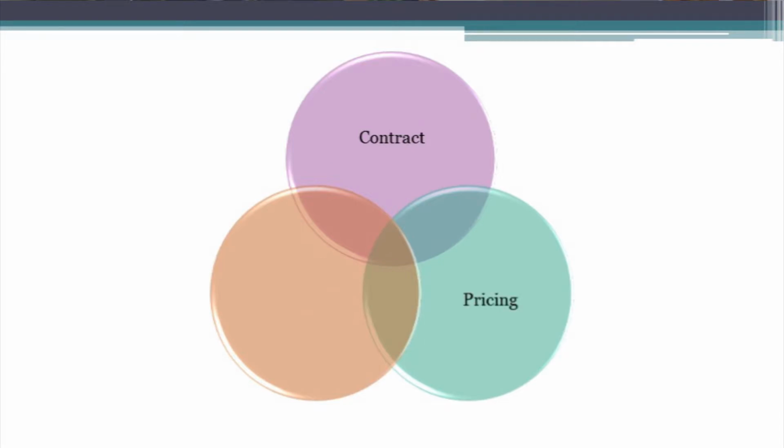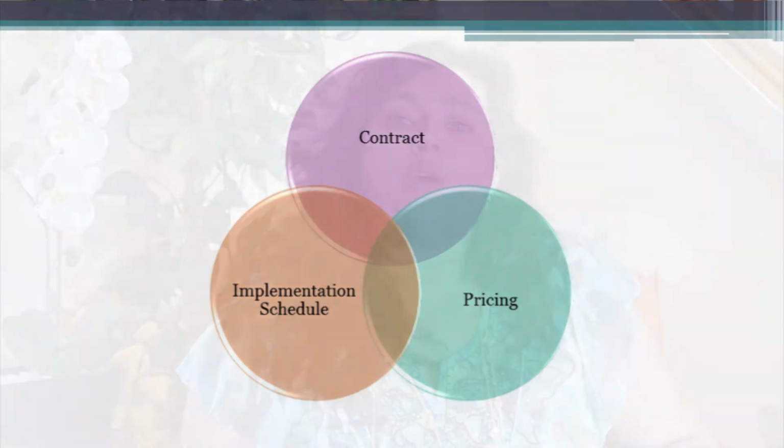In pricing, you want to look at what is their current pricing, what is their future pricing, and how long will they hold the pricing for? Is it 30 days? Is it 90 days? Is it 120 days? The implementation schedule is very important because this will set the stage of how you're going to actually deploy your solution going forward.